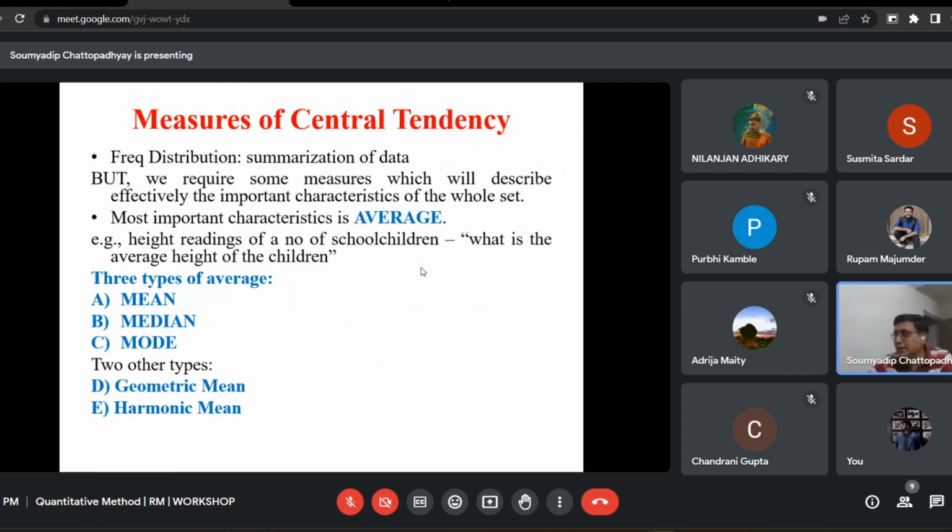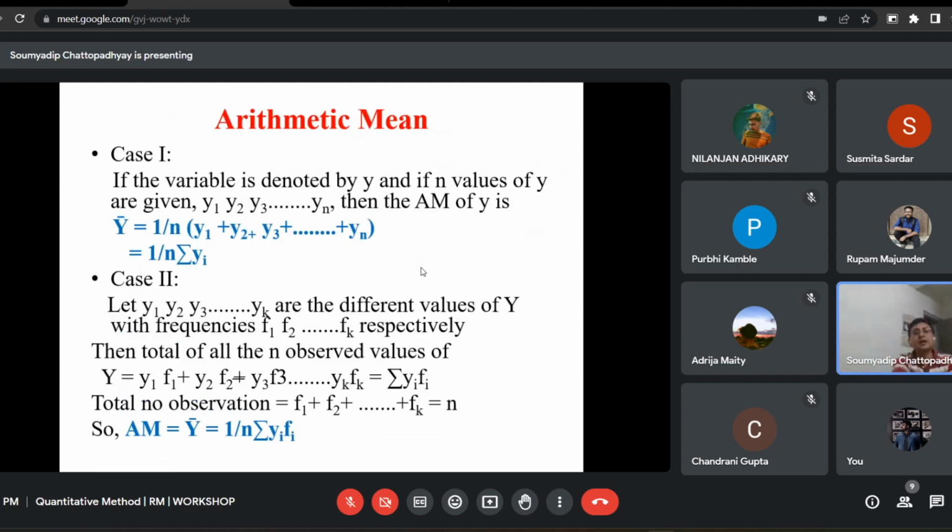Now let me very quickly go through the different measures of central tendency, and how you can calculate these measures. Suppose a variable is denoted by y, and there are n values of y: y1, y2, y3 to yn. Then the arithmetic mean is simply the summation divided by the total number of observations. This is the case of data without frequency, but there are cases where the data may come with frequency, and in that case the calculation of the arithmetic mean can be done in this way.